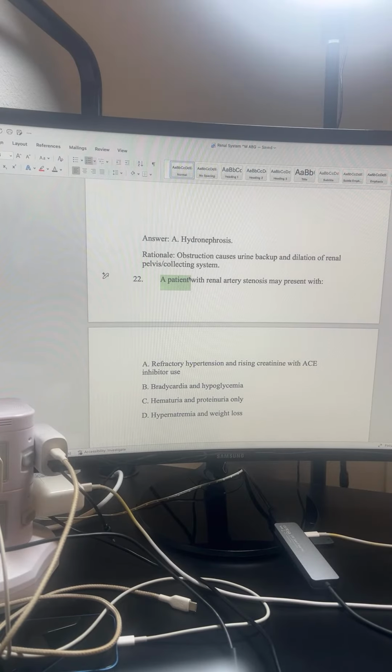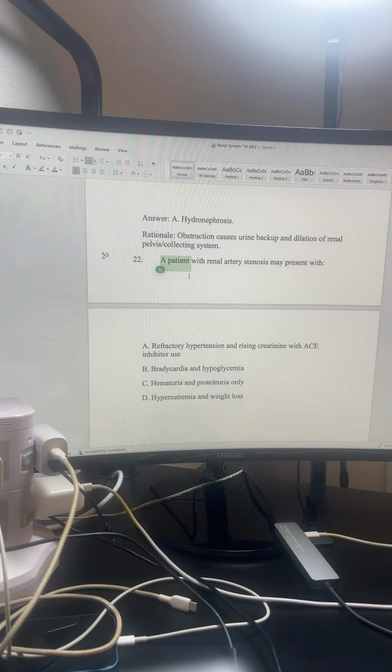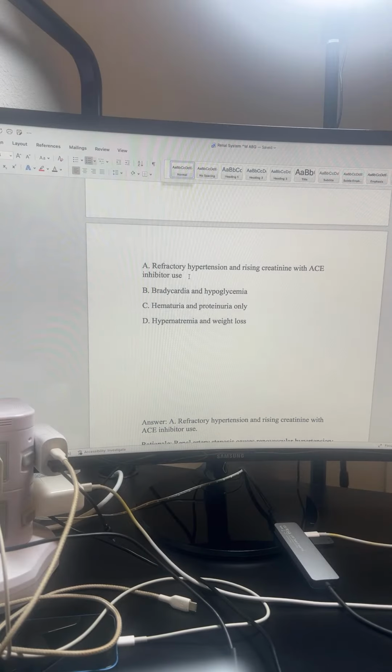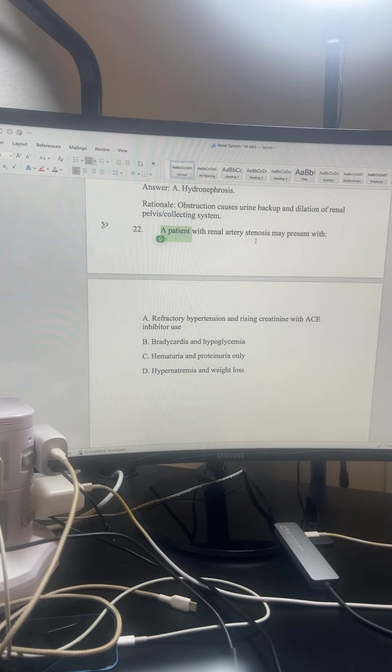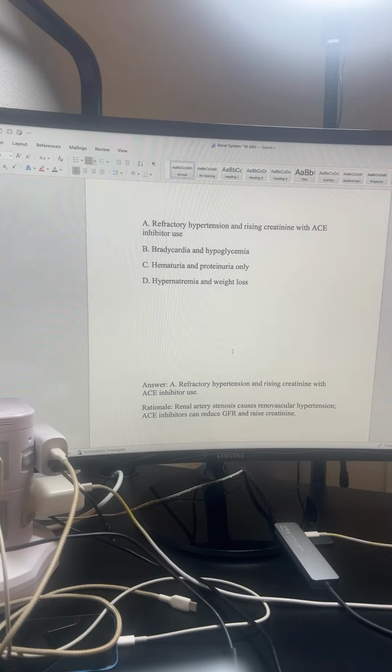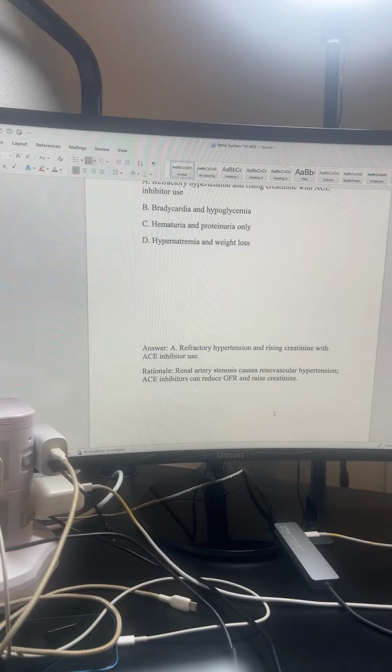All right, I see C, Mansoor, welcome, and A. So the answer is refractory hypertension and rising creatinine with ACE inhibitor use. Renal artery stenosis causes renal vascular hypertension. ACE inhibitors can reduce glomerular filtration rate and raise the creatinine. All right.